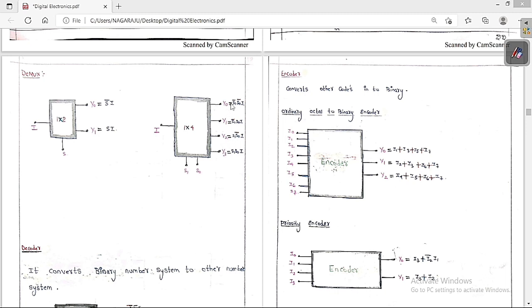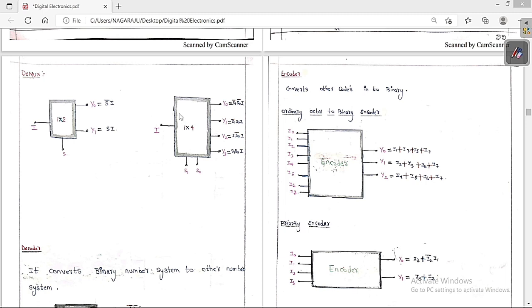So we are going to get like this: here 0 0 means S1 bar, S0 bar, I. Here 0 1 means S1 bar, S0, I, and here 1 0 means S1, S0 bar, I, and 1 1 means S1, S0, I. So these are the expressions that we are going to get for each and every output. For a certain combination, only one output line is going to get activated, and that output will be the same as the input.